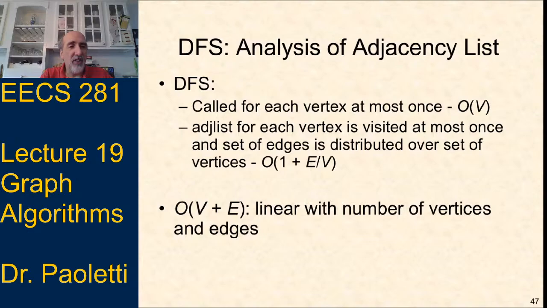So the adjacency list for each vertex is visited at most once because vertices become the current vertex at most once. So then if we visit each vertex at most once and we traverse its adjacency list when we visit it, then our complexity would be O of V plus E. It would be linear in the number of vertices plus edges.